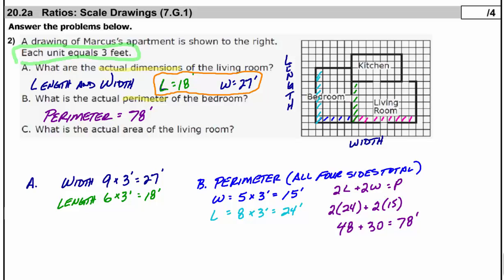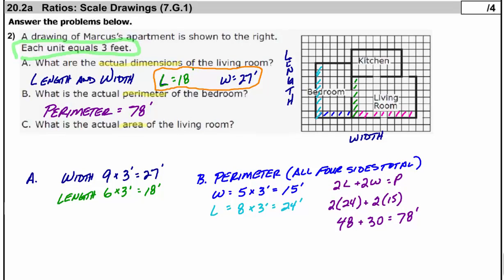All right, finally, what's the actual area? So when we do area, area is always length times width. So let's do that right down here. We'll do part C. Length times width. And that's area of the living room.